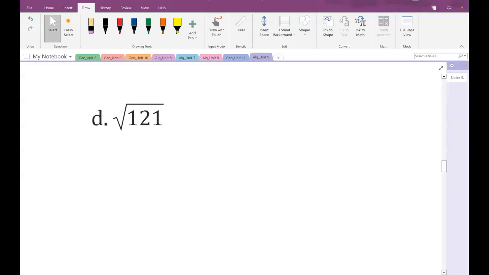121, is that on your perfect square list? Yes, no, maybe? Yes, it is. So how do we get to 121? What two numbers do we multiply together? Boba, what two numbers do we multiply together to get 121? Michaela, do you know? 11. So 121 is on our perfect square list, so your answer would just be 11.